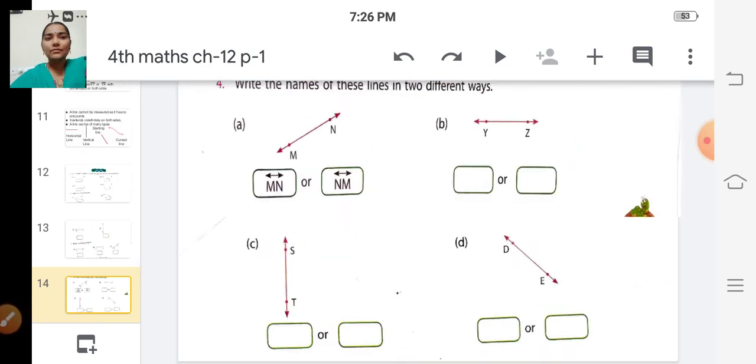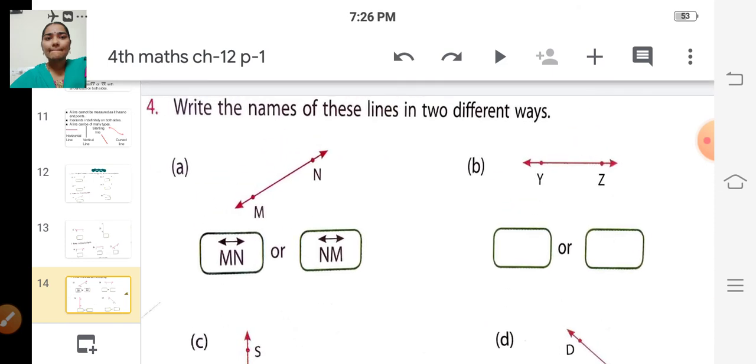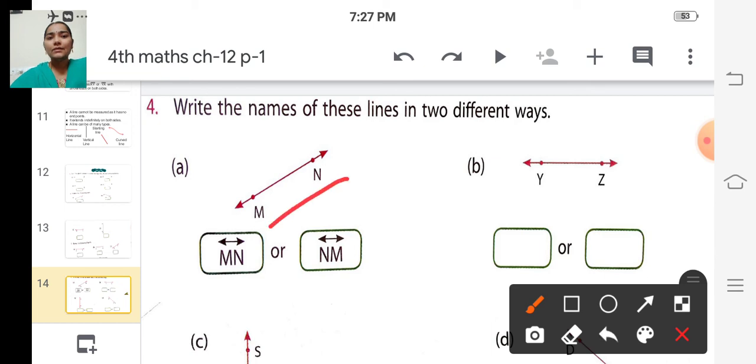The next one, write the names of these lines in two different ways. So they have given one example. Look at this line MN. They have written MN or NM. Similarly, we are going to write for the rest of this.